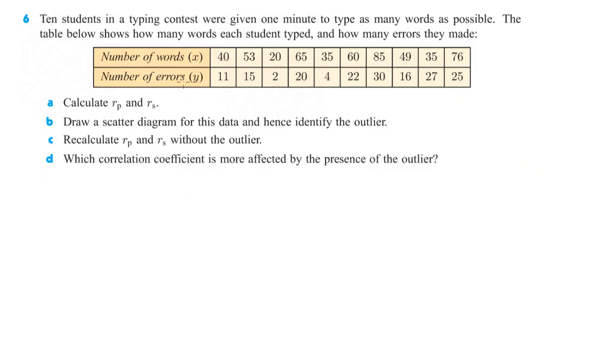Okay, 10 students in a typing contest were given 1 minute to type as many words as possible. The table below shows how many words each student typed and how many errors they made. Here's the data. Calculate RP and RS. So that's the R value for Pearson's, and then that's the R value for Spearman's rank. The RP is just all this data entered in, and the RS is the Spearman's rank. So really we can probably do both of these at once.